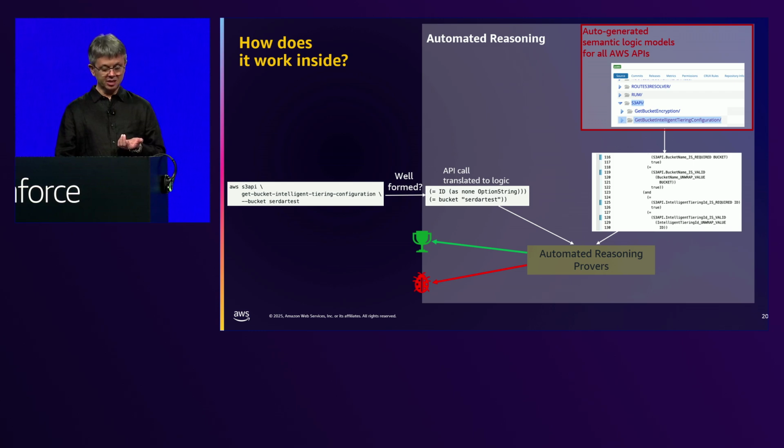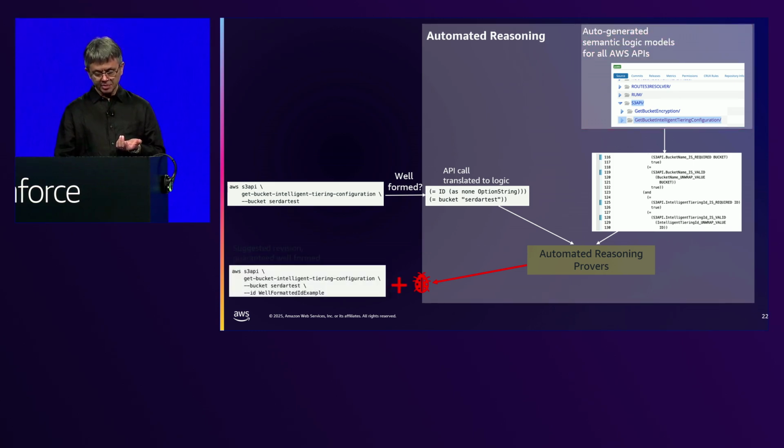And in that second case, as I showed before, it produces also a suggested revision. It says, your command wasn't well-formed, but here's one that's close to it that is. I filled in the missing parameter for you and put in a well-formed value. And using introspection, you could replace that with something from the user's account.